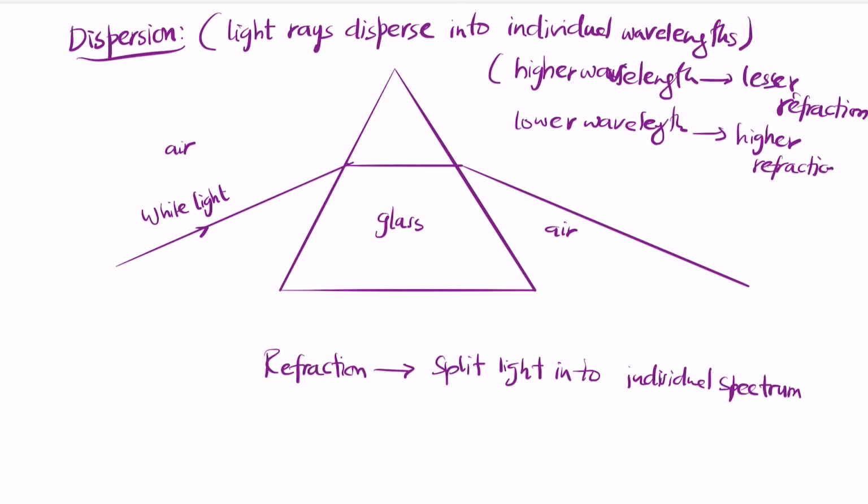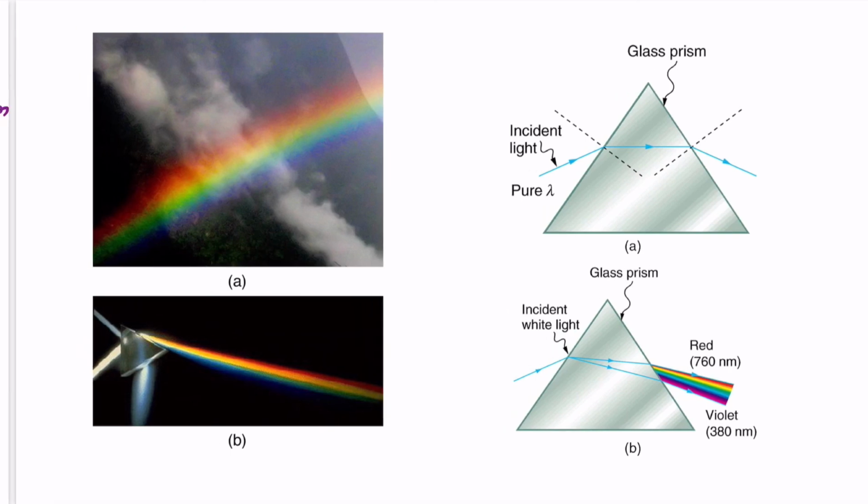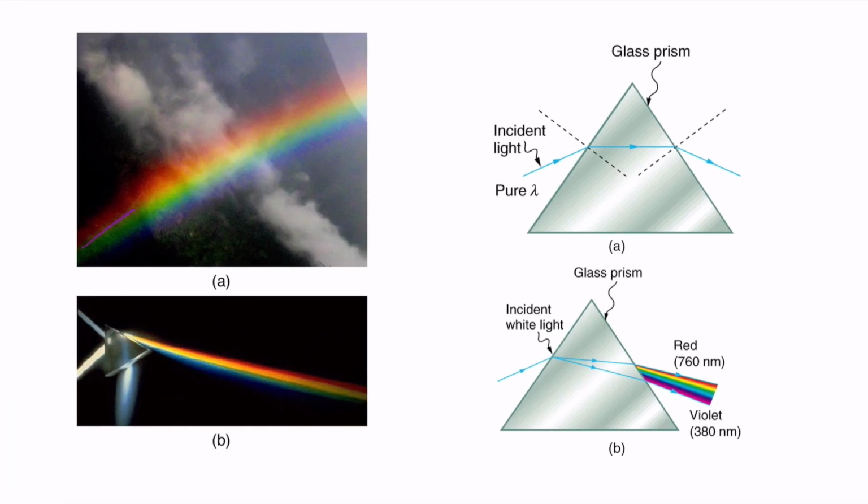So let's take a look at how white light looks when it hits a prism. This is how light would look when the light coming from the sun hits the clouds. The clouds end up refracting the light ray and causing it to split into individual colors. Notice that the red bends the least because it has the highest wavelength, and violet bends the most because it has the smallest wavelength. The same phenomenon also happens with a prism.